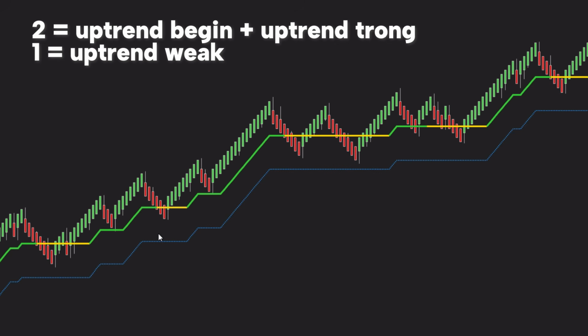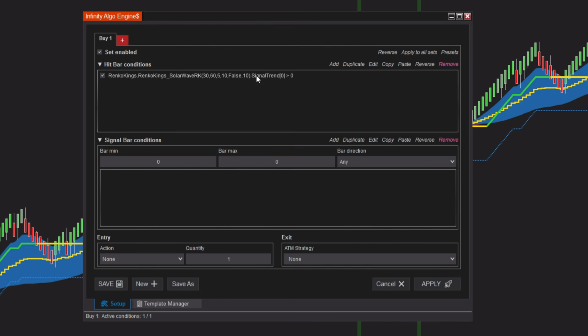Even though the weak bullish trend has a value of 1, it is still considered a valid uptrend. Therefore, if we only filter for signals with a value of 2, the strategy would miss many trading opportunities during the early phase of the trend. By setting the condition that the trend value must be greater than 0, we ensure that the strategy captures the entire bullish structure, from early trend development to strong trend expansion.